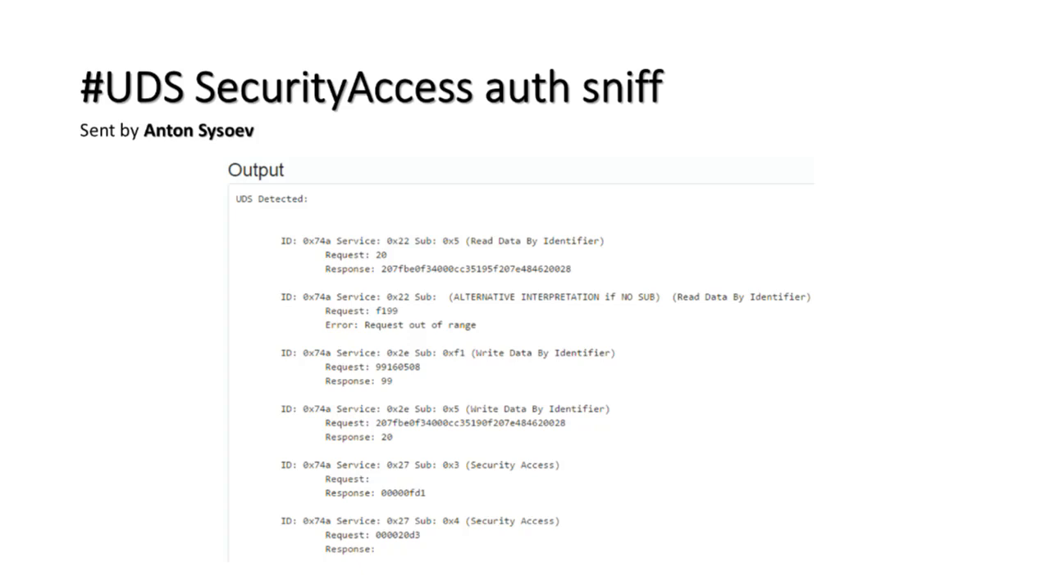The diagnostic tool sends a request for authentication, and the car responds. Then they send a second request with another value. It's actually a key and seed, so they did some magic, got an authentication key, and sent it back to the device. After that, they could use another UDS command called write by identifier, and they write some data to this parameter.